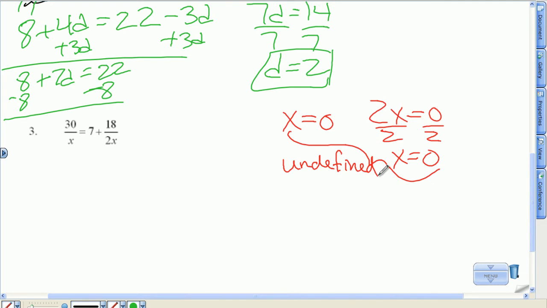My least common denominator is 2x, so I'm going to multiply both sides. How did that just change color? That's magic. I'm going to multiply both sides by 2x. Here, I'll switch to blue. So 2x times 30 is 60x.